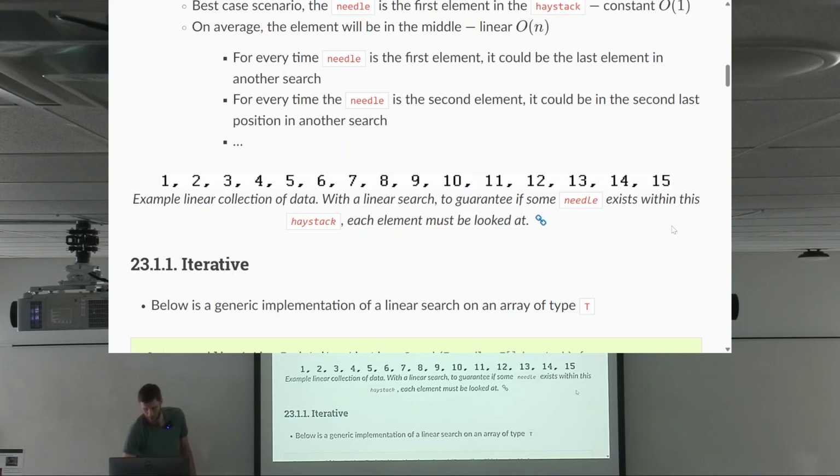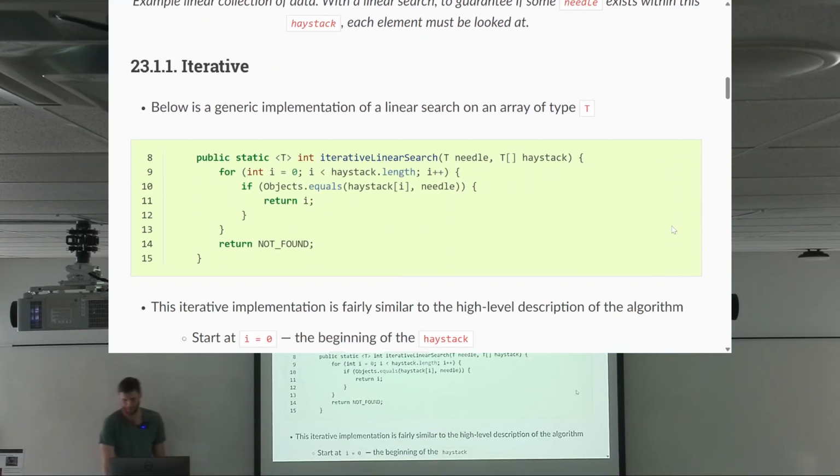All right. Below is a generic implementation of a linear search on an array of type T. Have a look at this code. If this code puzzles you at this stage, come see me because we've got a problem. What do we have? Public static, it's a generic static method. We have int, I guess this one I'm going to return the index of where it is.